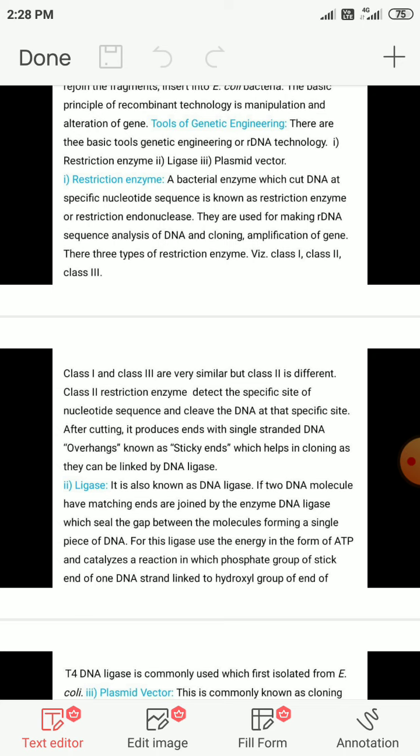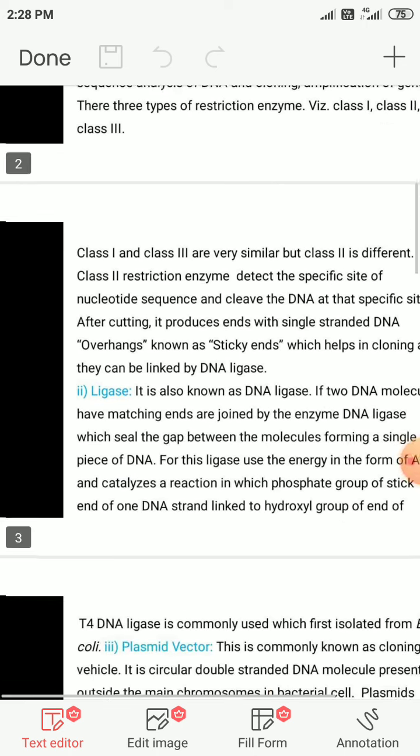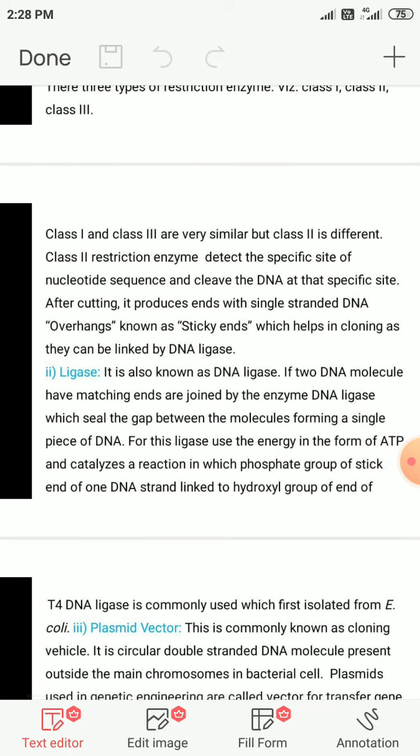After cutting, the product has ends with single-stranded DNA overhangs known as sticky ends, which help in cloning as they can be linked by DNA ligase, a sort of enzyme also known as DNA ligase. If two DNA molecules have matching ends, they are joined by the enzyme DNA ligase, which seals the gap between the molecules, forming a single piece of DNA.